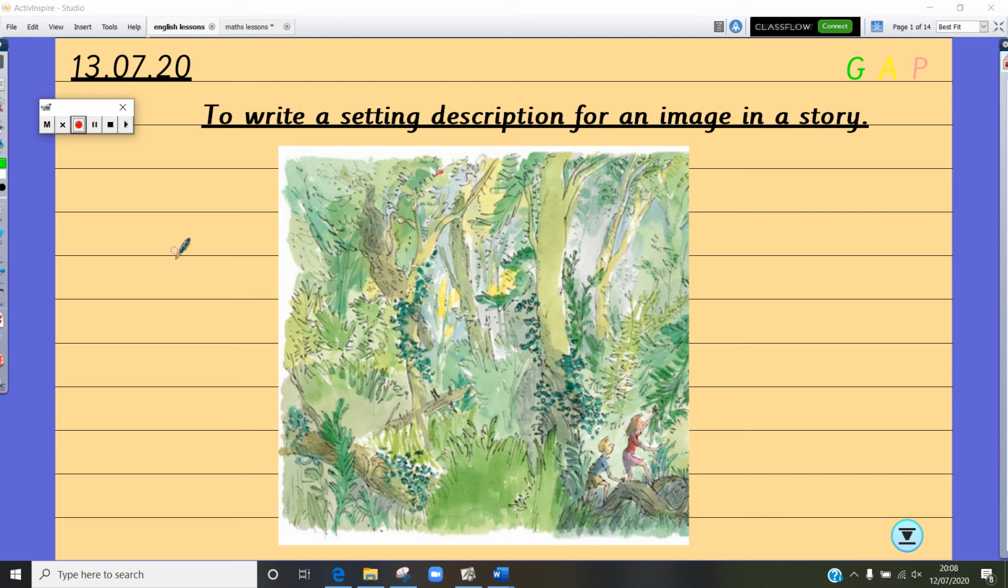So pause the video now and write some ideas down, and then come back and you can have a look at my ideas. And then I will help you to write a setting description for this picture. Like I said, you're not finding out anything else today. So let's see what we can find out just from this picture.